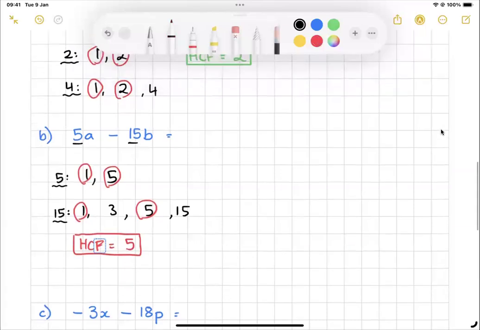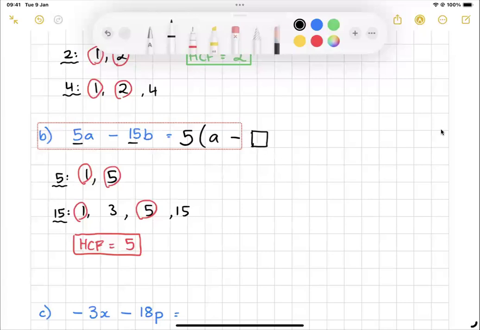Then, using my highest common factor, I'm going to put the number 5 and a bracket. Now I'm going to use either division or multiplication. In this case, I'll use multiplication. 5 times what gives me 5a? 5 times a gives me 5a. I'm going to leave the minus inside the bracket just to make it easier for me. All right, 5 times what gives me 15b? In this case, 5 times 3b gives me 15b. So that's my answer there.